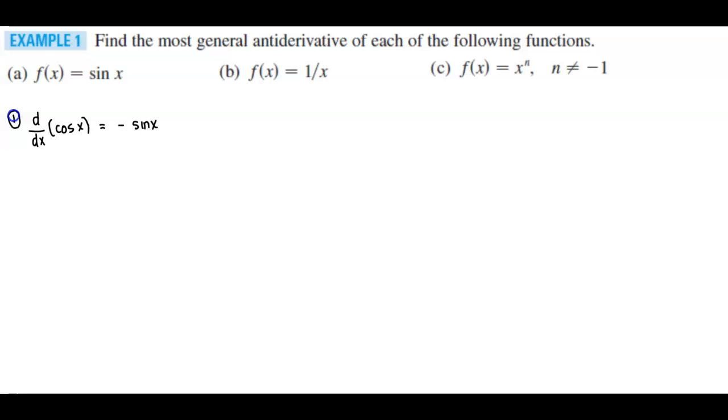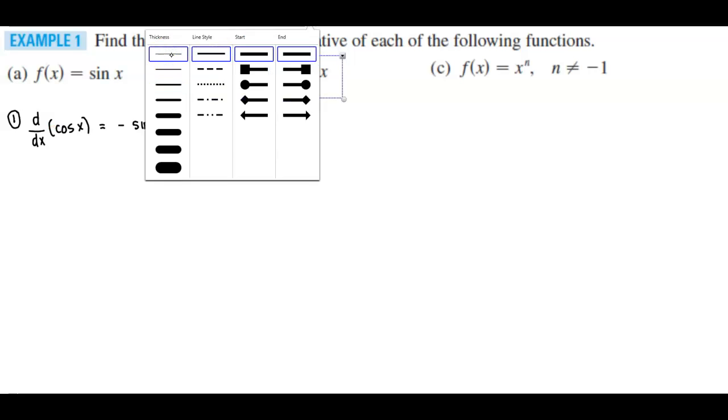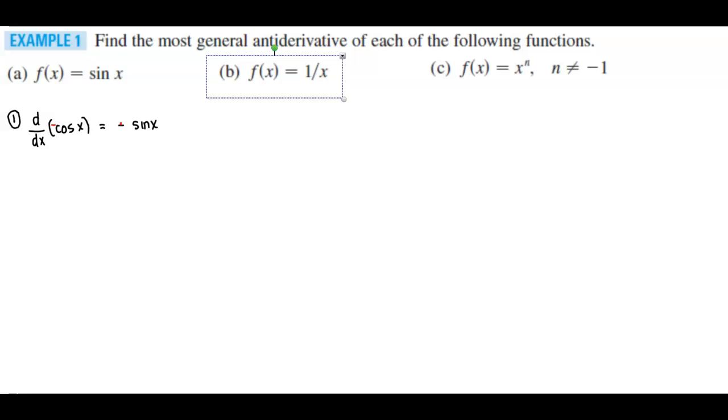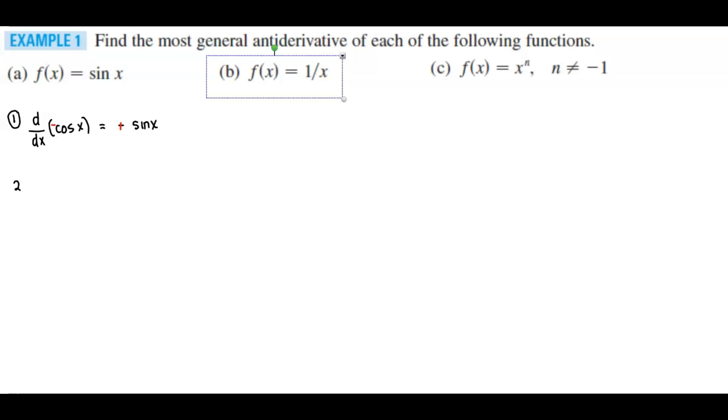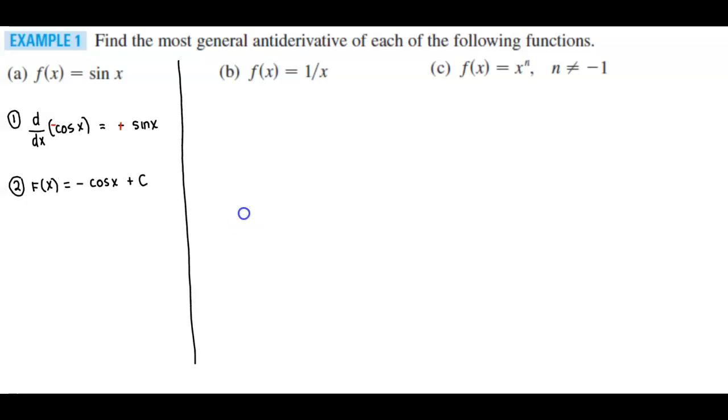Well, we want to get positive. So what we're going to have to do is go ahead and add a negative sign to that. So adding a negative sign would then make that positive. So therefore, we can say that the antiderivative of the sine of x is going to equal negative cosine of x plus the constant c. Okay, so that gives us the antiderivative of part 1.